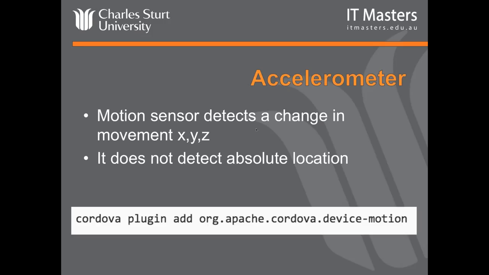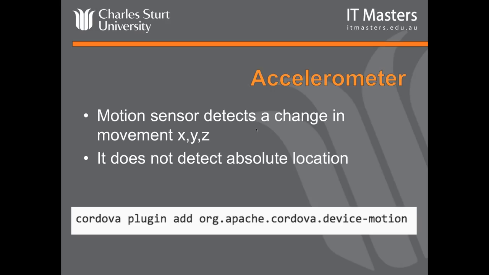Okay, next one, look at the accelerometer. So the accelerometer is a motion sensor. And as it says here, it detects a change in movement in the X, Y, and Z directions. So left and right, back and forward, up and down. The thing to know about an accelerometer, though, is it doesn't tell you where you are. It only tells you how fast you're moving or, well, actually, it's not even so much how fast you're moving. It's telling you how fast you've moved from one point to another. What your rate of acceleration is. So basically like a G-force.